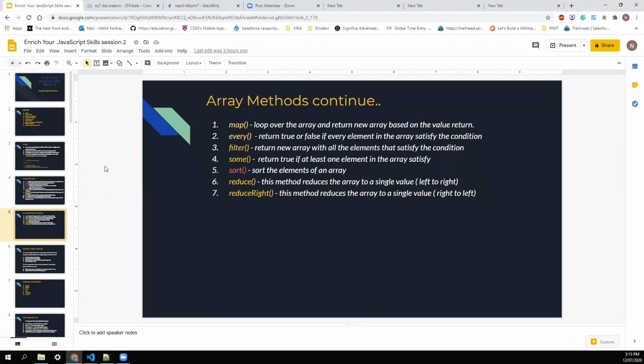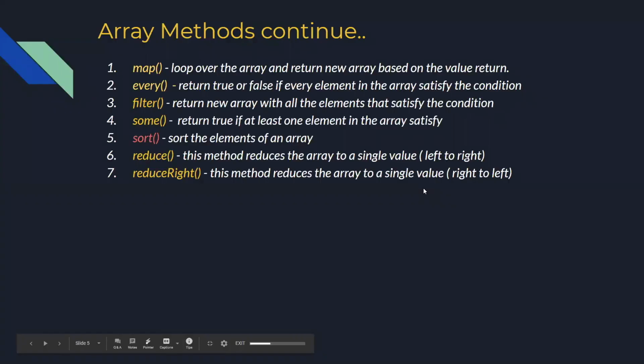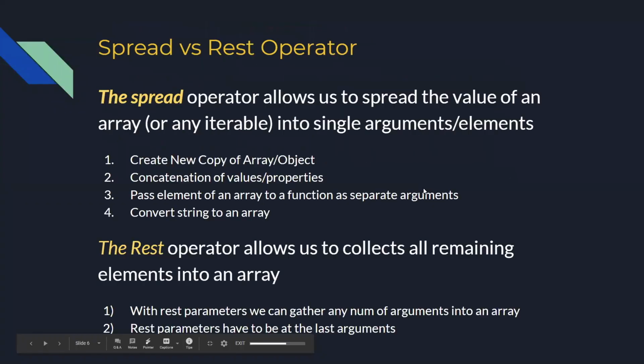So this was all about the array methods. Now the next topic is the spread and rest operator. The spread operator allows us to spread the values of an array into a single argument or element. And here I mentioned any iterable. So any iterable means any object as well. It holds good here. So you can spread any array or any object.